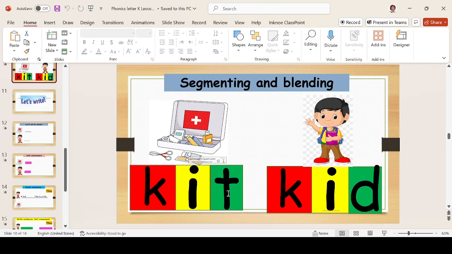K. I. T. Kit. And this one, can you say the sound for this one? Yes. And this one? Very good. And this one? Amazing. So what is the word? Can you say the word? Very good. Let's do together. K. I. D.